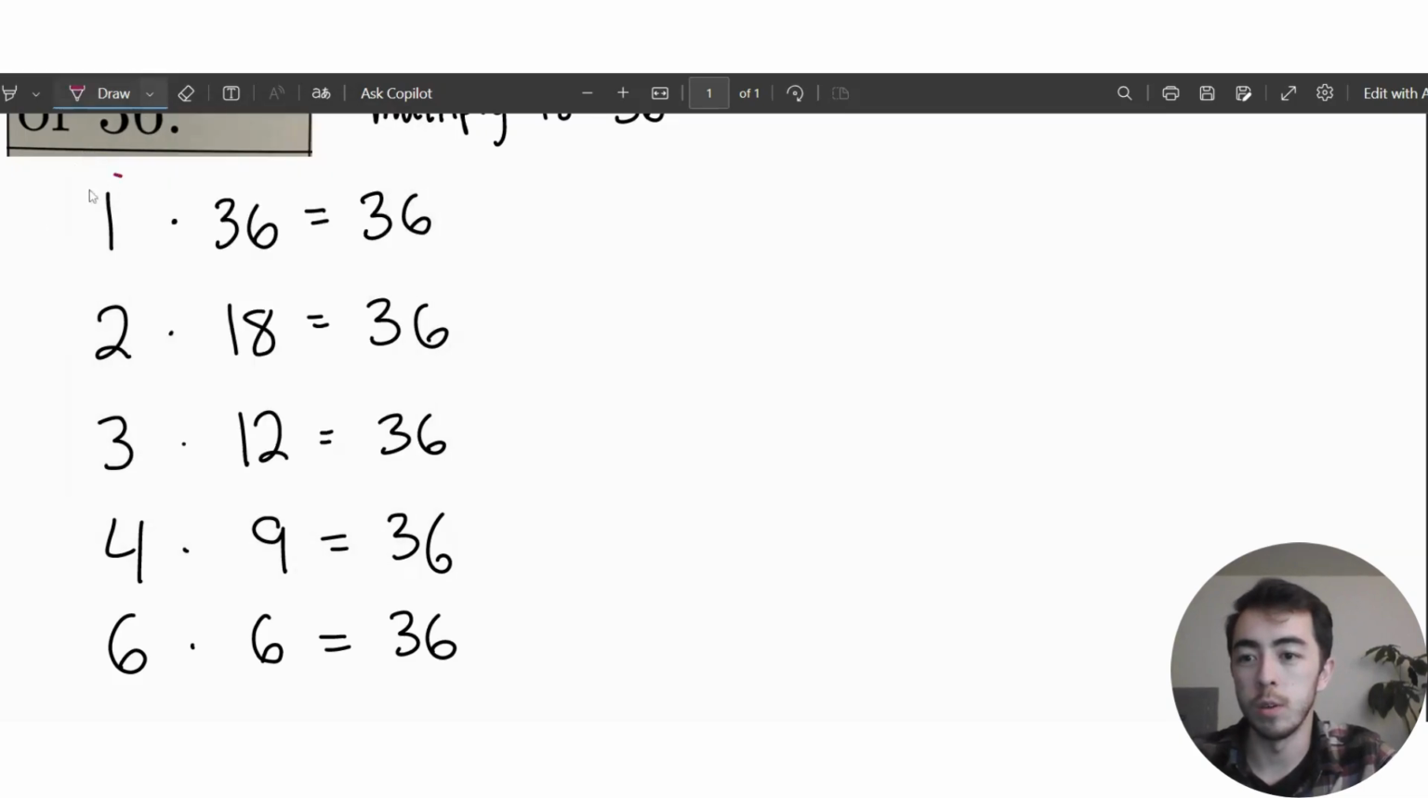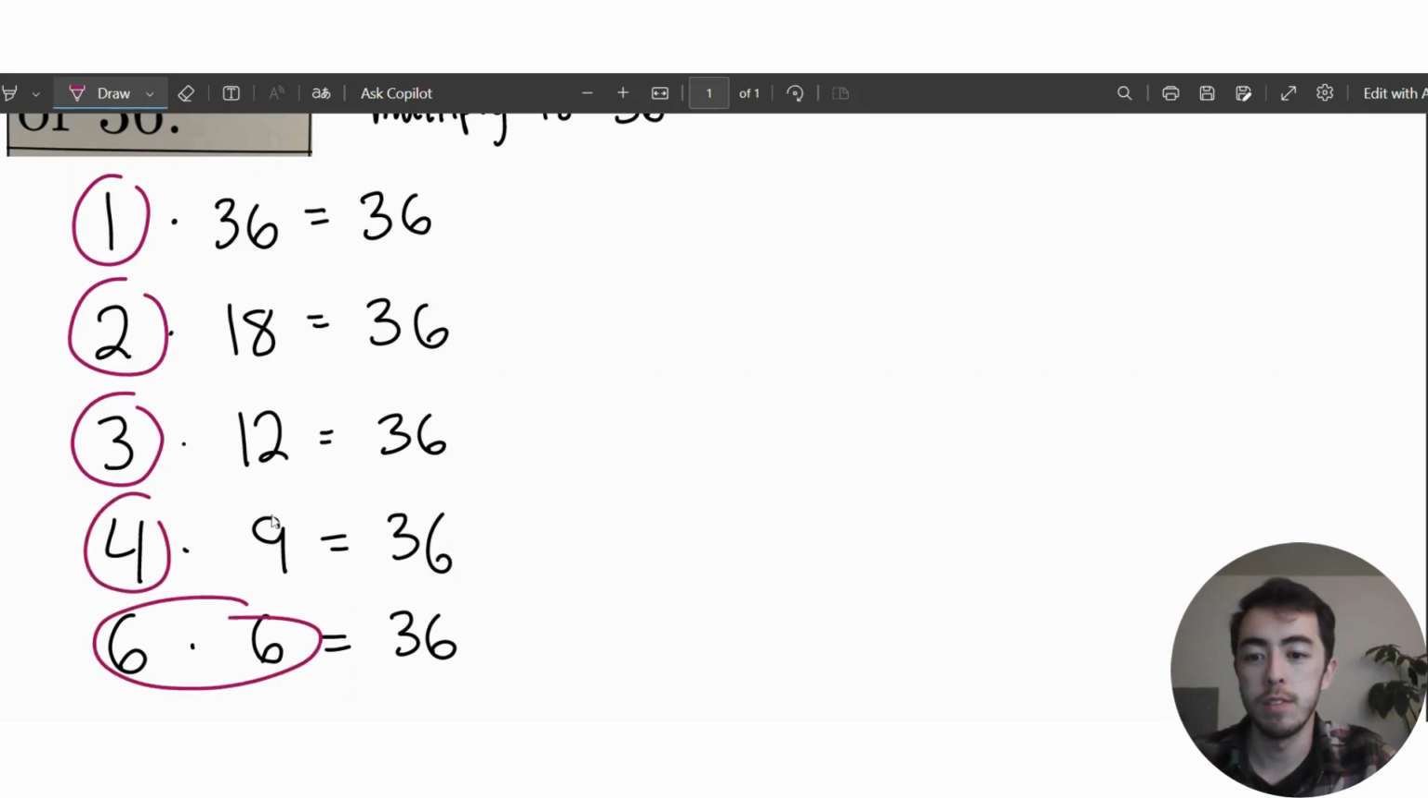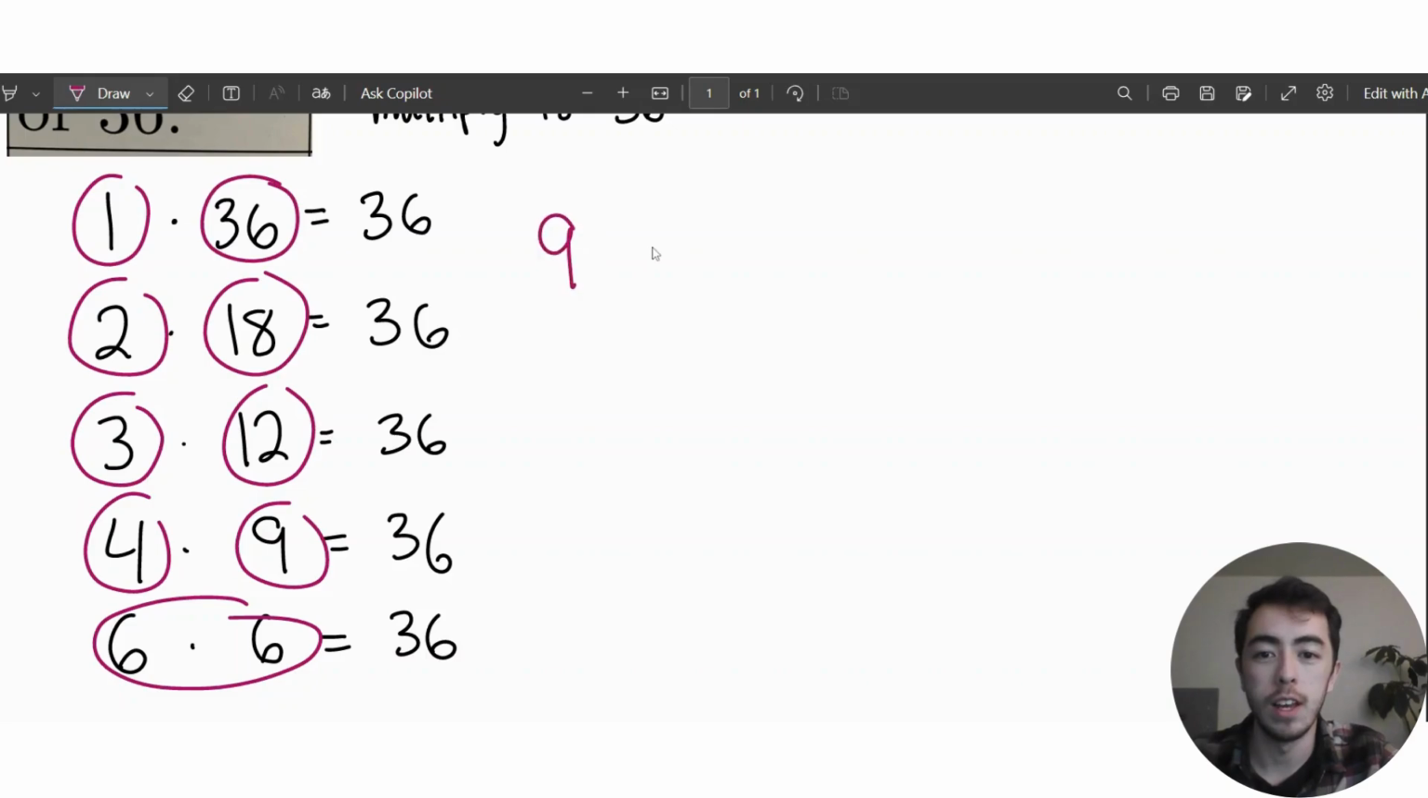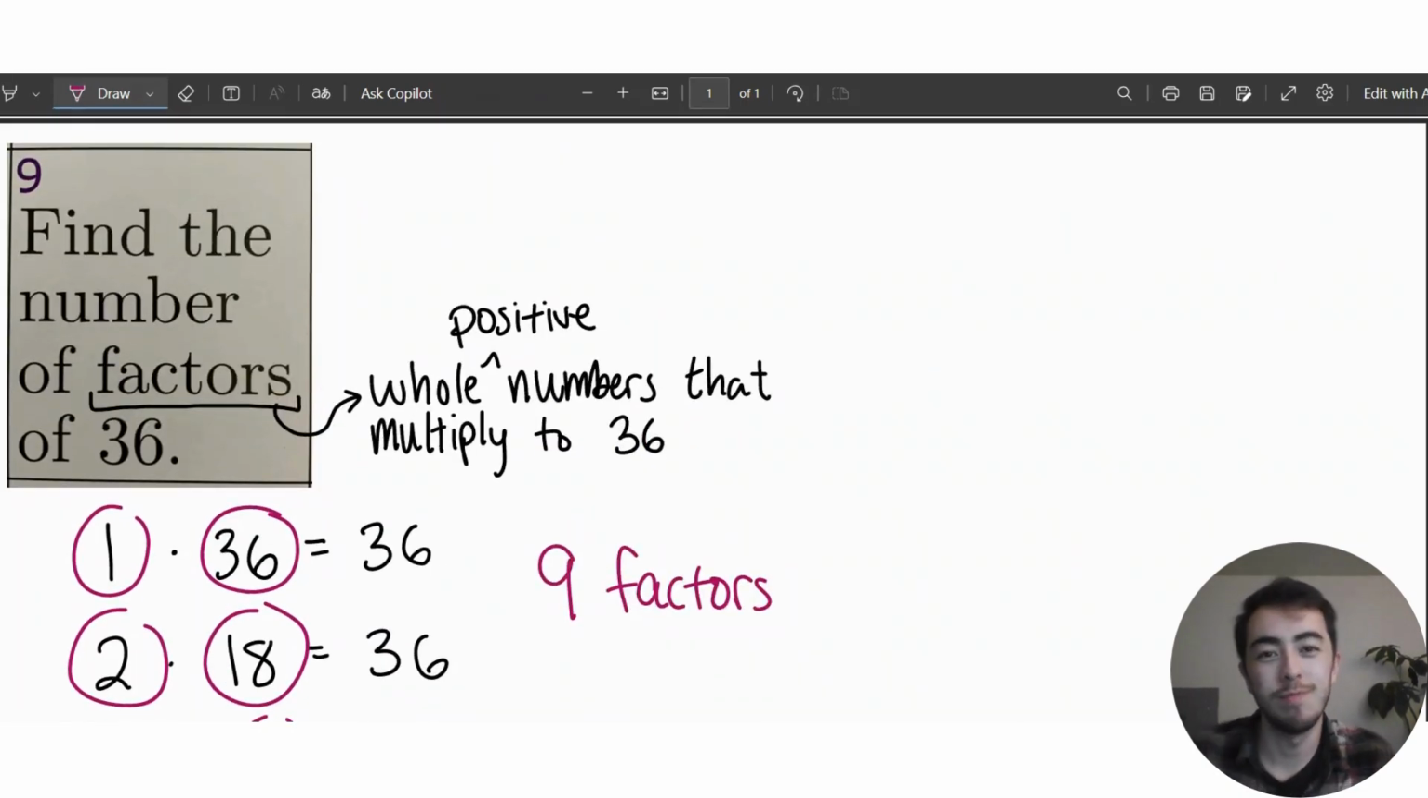So we can go 1, 2, 3, 4, 5, 6, 7, 8, 9 factors. And that is the answer to this problem. We have found all 9 factors of the number 36. We're all done.